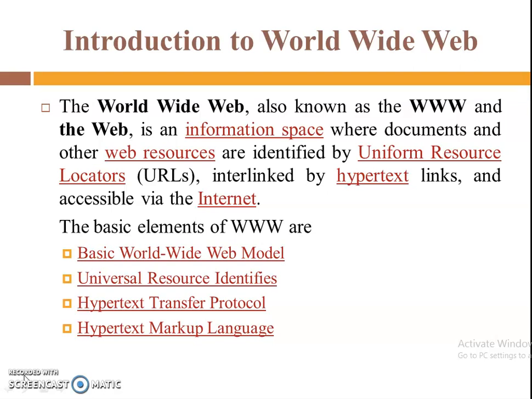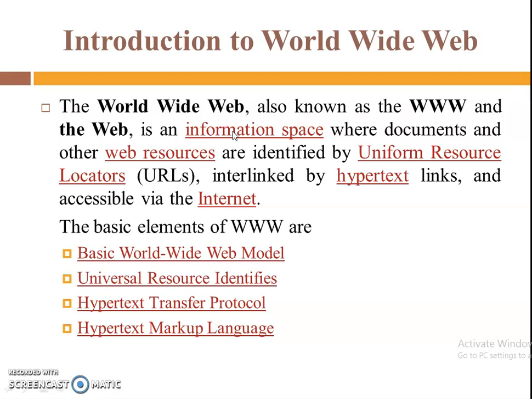The World Wide Web, also known as WWW and the web, is an information space or information system where documents and other web resources are identified by uniform resource locators, which may be interlinked by hypertext links and accessible via the internet.